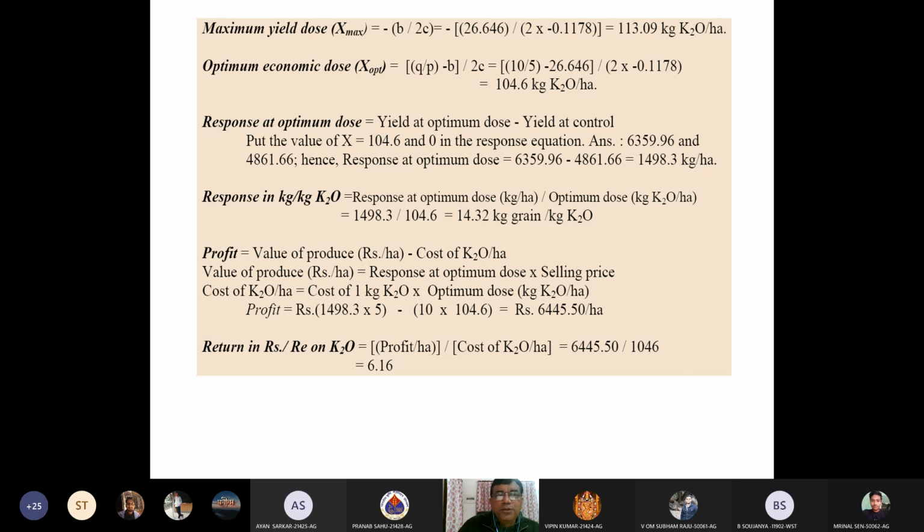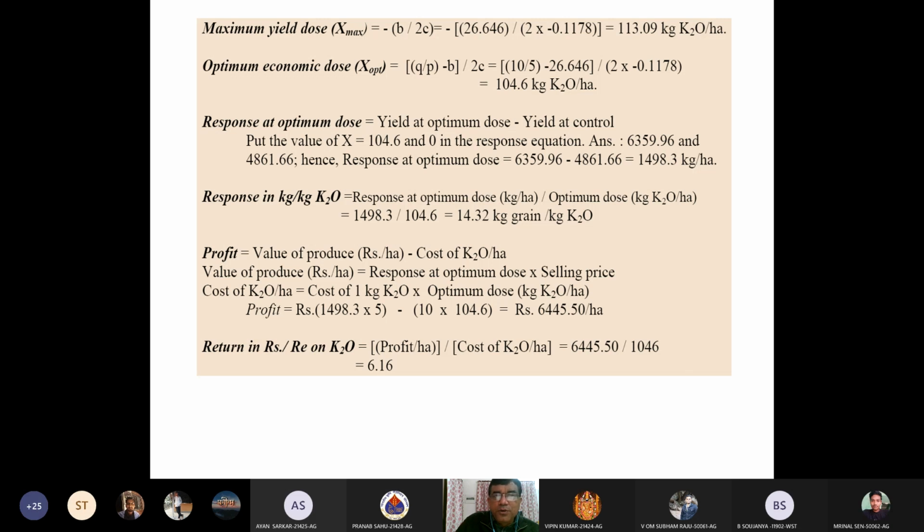Now first is maximum yield dose, X max equals minus B upon 2C. B is 26.646, you put the minus sign, divided by 2C. 2 into minus 0.1178 is the value of C. If you do the calculation, you find out 113 kilogram K2O per hectare. You were getting maximum yield at 120 under actual condition. Now, according to this equation, you get maximum yield dose at 113.09 kg K2O per hectare. This is from the estimated equation.